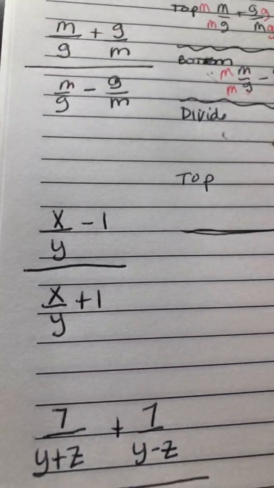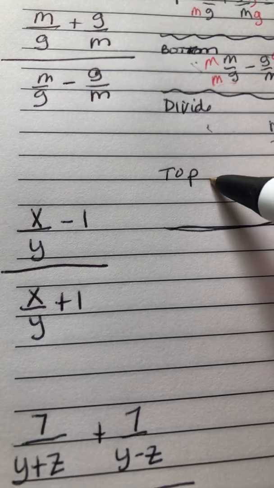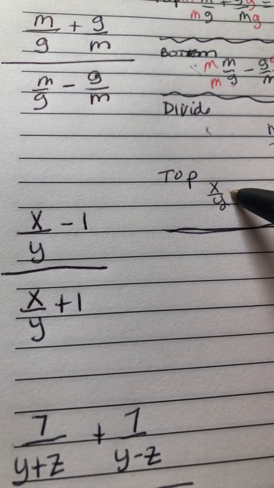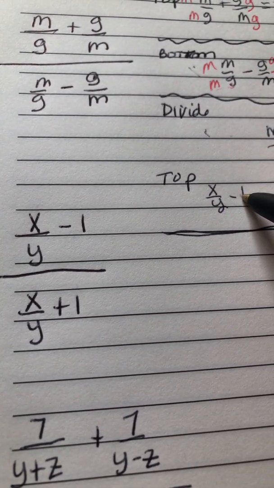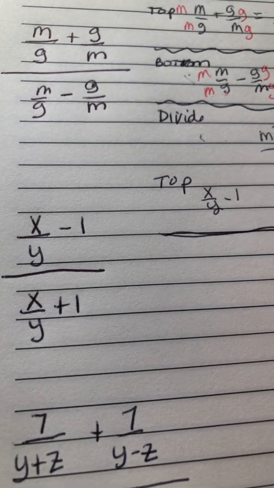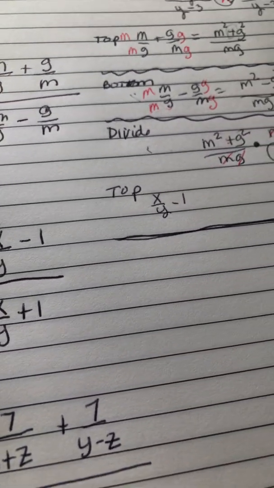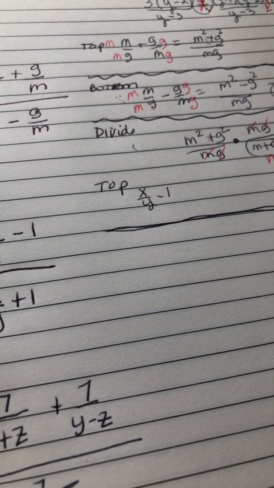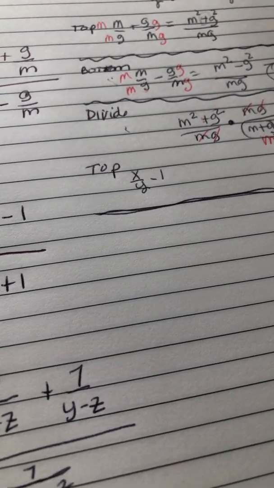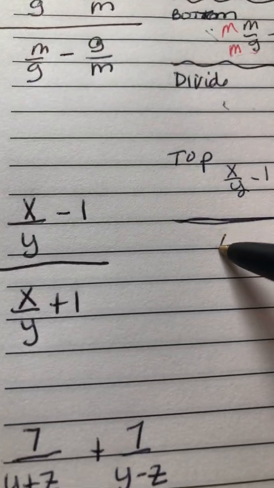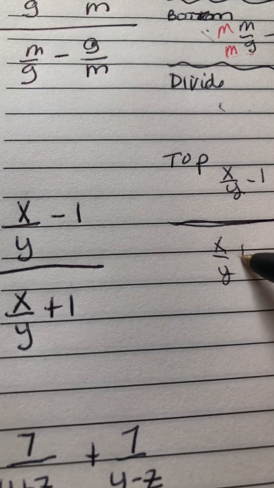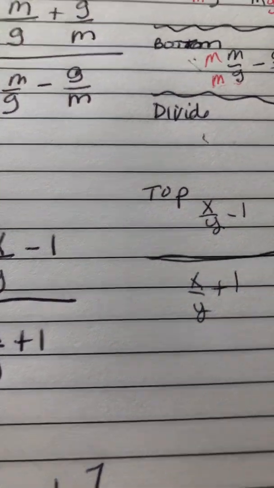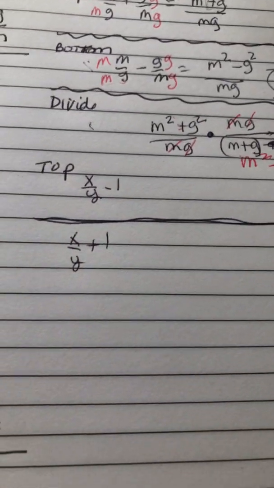So then the next one, we're going to do the same thing, the top part, which is x over y minus 1. And the bottom part is x over y plus 1. So we're going to do those separately again.